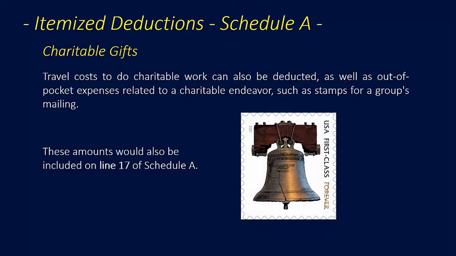Travel costs to do charitable work can also be deducted, as well as out-of-pocket expenses related to a charitable endeavor, such as stamps for a group's mailing. These amounts would also be included on line 17 of the Schedule A.